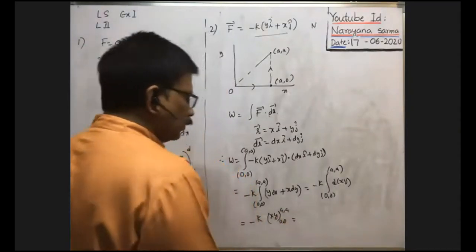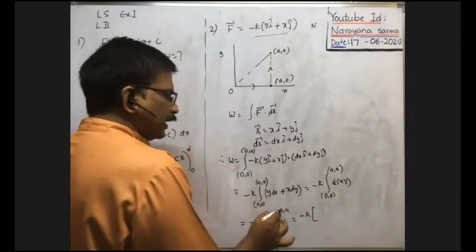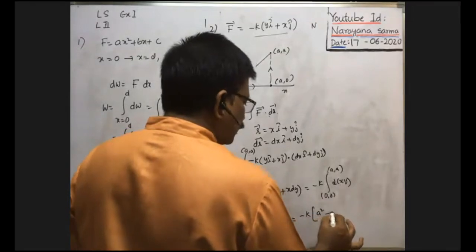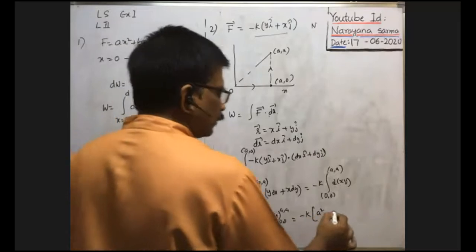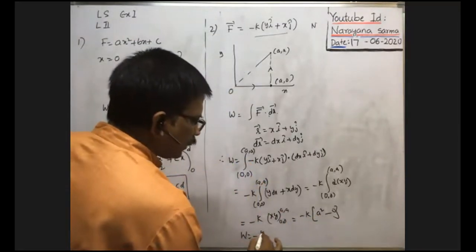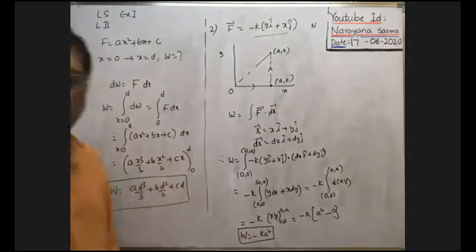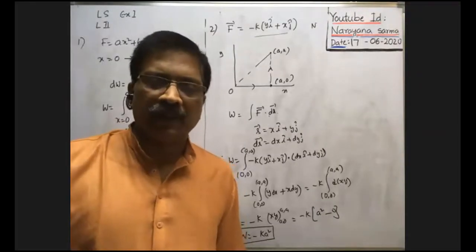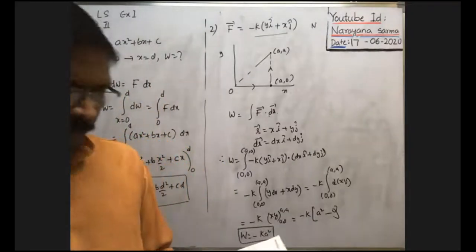This is equal to minus k into, first you substitute the upper limits. Instead of x you write a, y also a. That's why a into a, which is a square. Before substituting the lower limit you put a minus sign. At (0, 0), x is 0, y is 0. That's why 0. Therefore work done is equal to minus k a square. Work done is equal to minus k a square. Okay, Siddharth, you have done it already, no? Okay, Ganesh. Right.